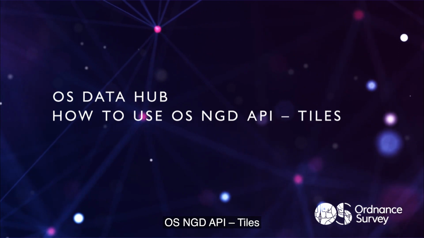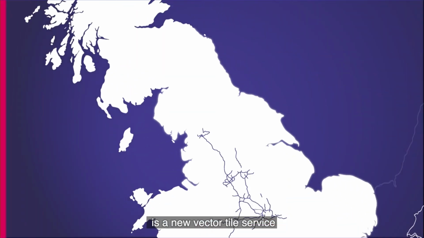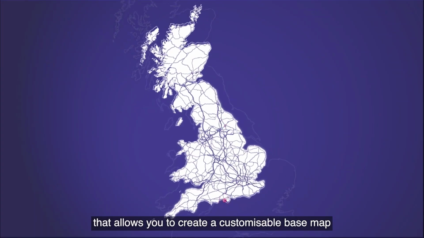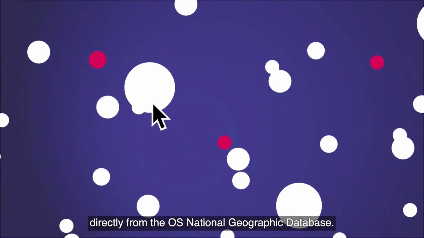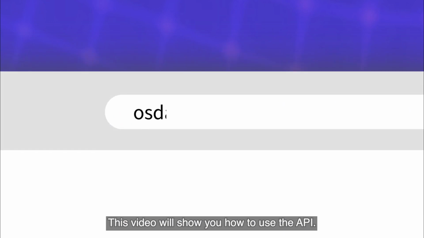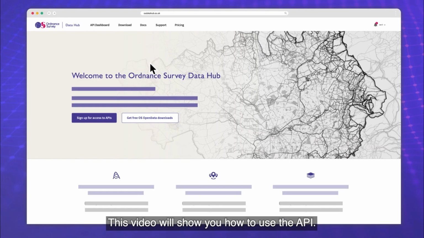OS NGD API Tiles is a new vector tile service that allows you to create a customizable base map directly from the OS National Geographic Database. This video will show you how to use the API.